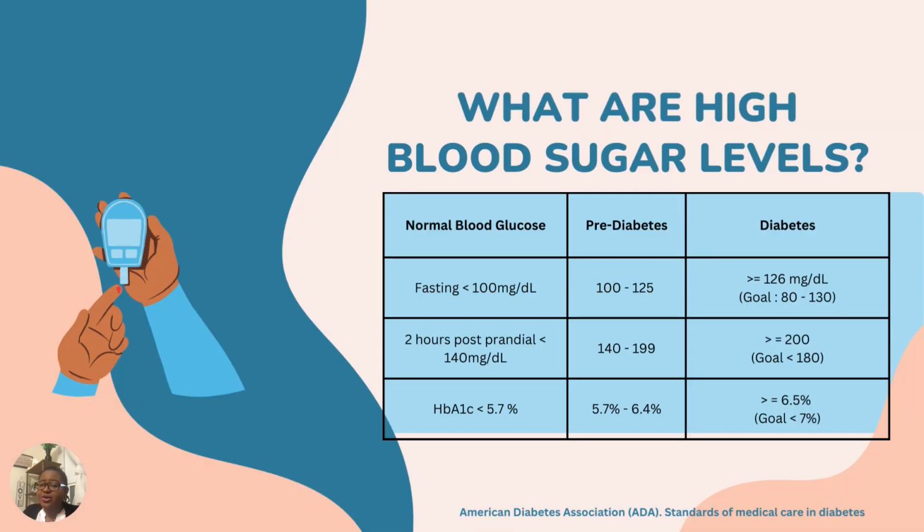In my next lecture, I'll be talking about what high blood sugar levels are. How do you know your blood sugar is high? What is the normal range of a normal blood sugar level? And what is the range when a patient is termed pre-diabetic? Or what is the range when a patient is termed diabetic? So, watch out for my video as I'll be talking more about this topic.